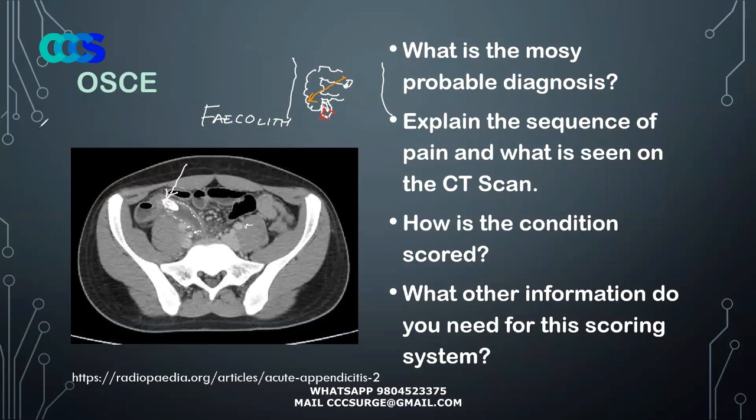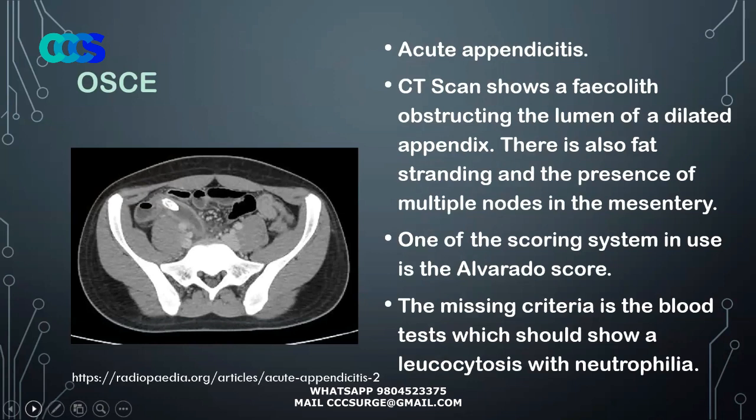Now, let me get rid of this. Okay, so how is it scored? There are plenty of scoring systems, but the one that is most popular is the Alvarado score. And what are we missing? The missing criterion is the blood test, which showed leukocytosis with neutrophilia.